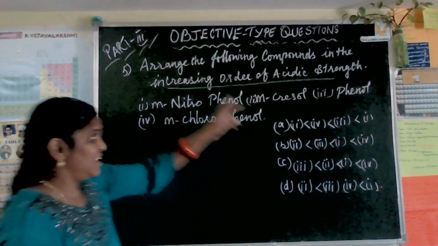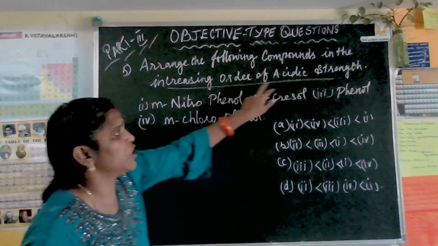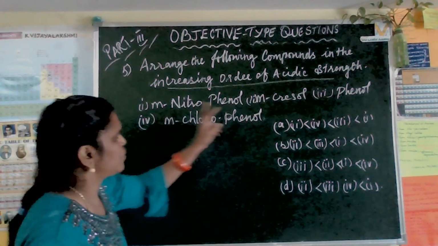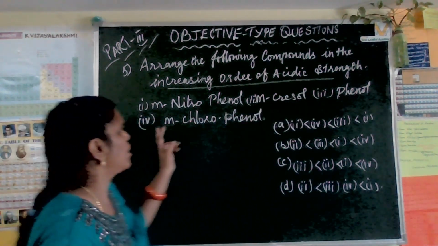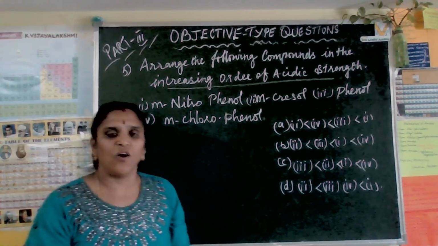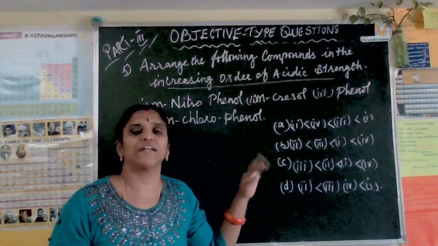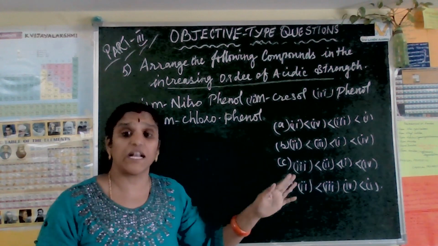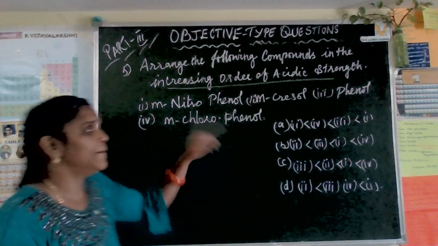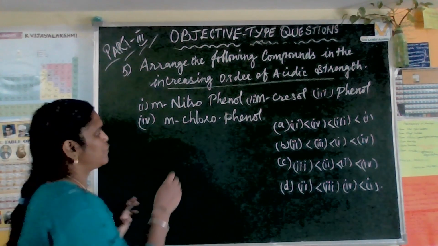The next question is really very simple. Arrange the following compounds in the increasing order of acidic strength. They have given meta-nitrophenol, metacresol, phenol, and metachlorophenol. Even in our last session we went through the same concept but with a different question. The concept is the same, the question is different. Yes, let us go further to analyze it.